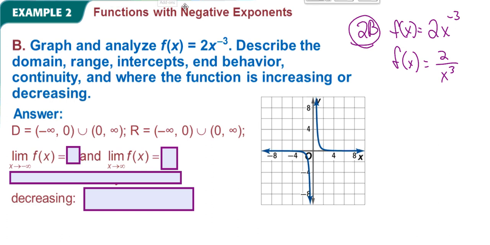Even though it's negative as x goes to negative infinity, it's still getting closer and closer to 0. So the limit of f of x as x goes to negative infinity is 0. The limit of f of x as x goes to positive infinity is 0.